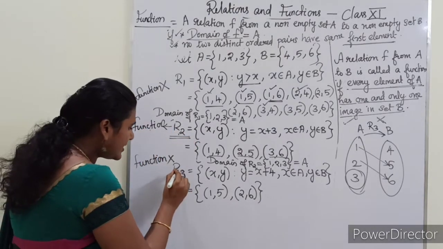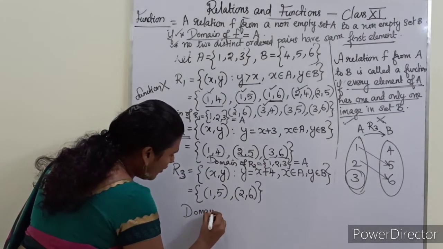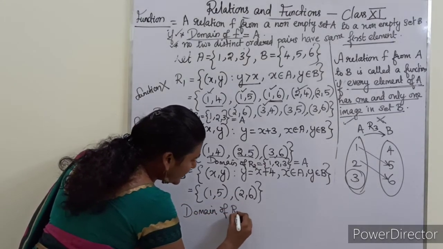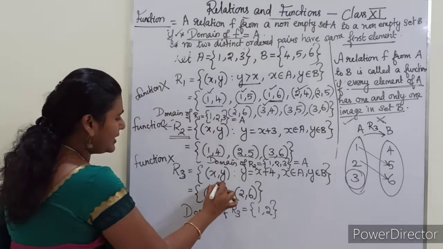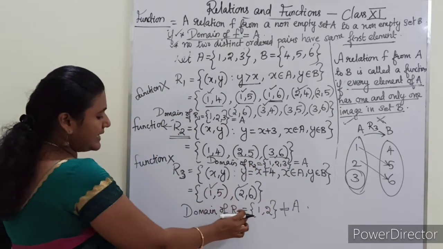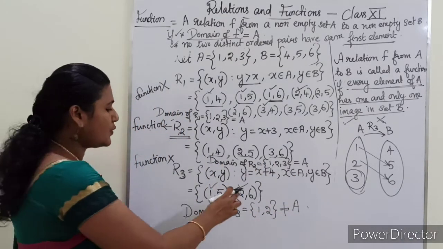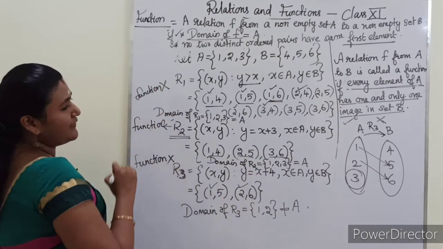Now the third relation, R3. We will calculate the domain of R3. The domain of R3 is equal to the set 1, 2, the collection of first elements, which is not equal to A. So R3 is not a function.